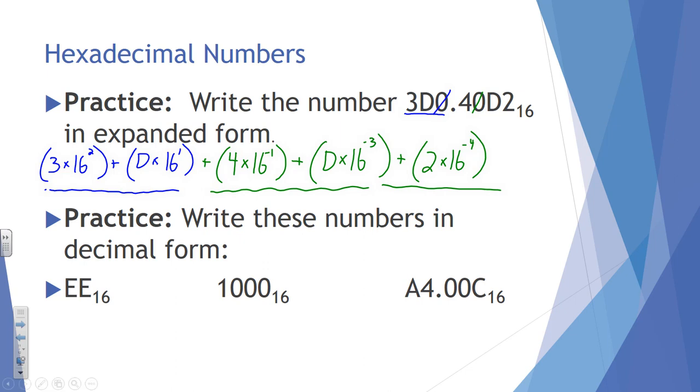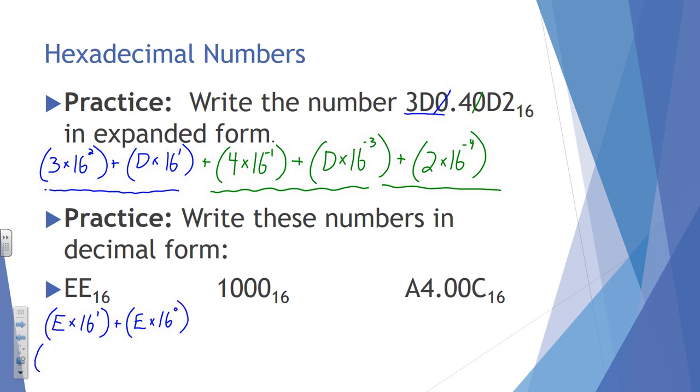Okay, another practice problem before we bring this section to a close. See if you can write these hexadecimal numbers in decimal form. That's what we're going to be focusing on in the next section. Okay, the first one, EE base 16. That means we have E times 16 to the first, and we have an E in the ones place, which would be 16 to the 0.